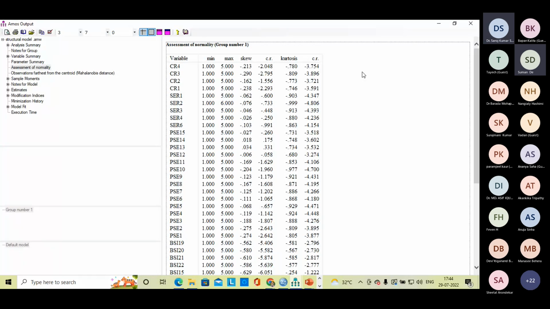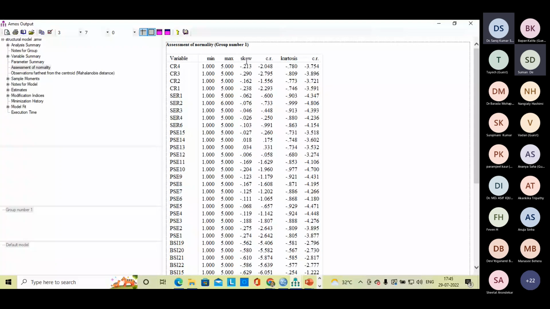These two things are above. Beyond these two, look at here: 2.048, 2.795. Here in the kurtosis, 3.73, 3.896. These two values are beyond our range. Our range is minus 1.96 to plus 1.96. These two values are beyond our range so far as skewness and kurtosis are concerned.